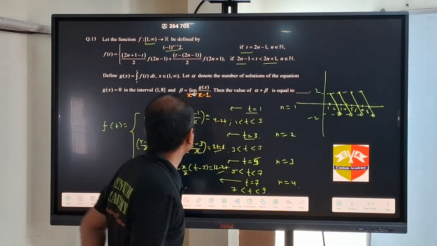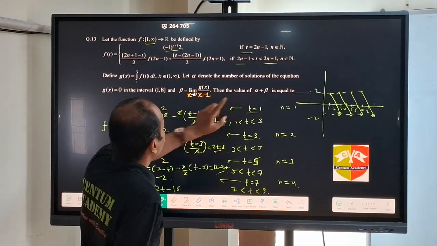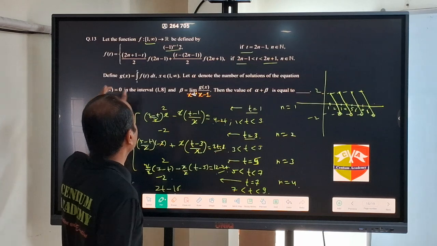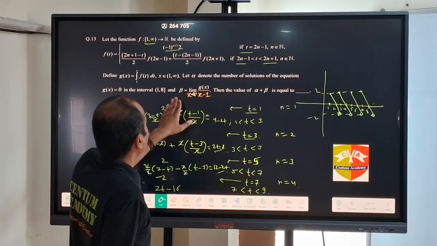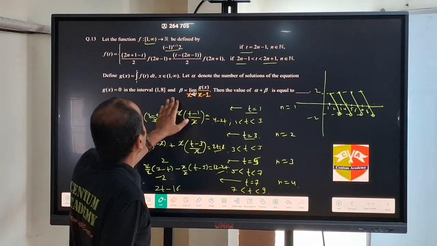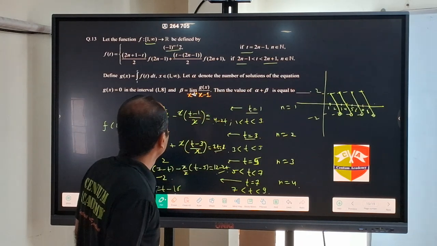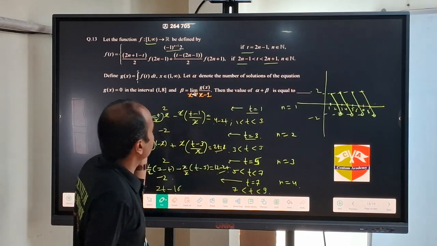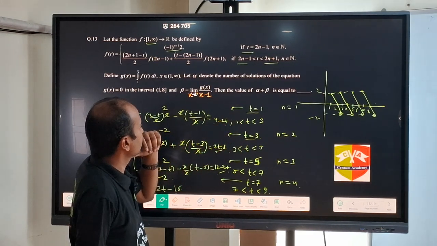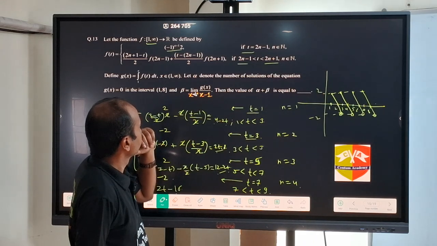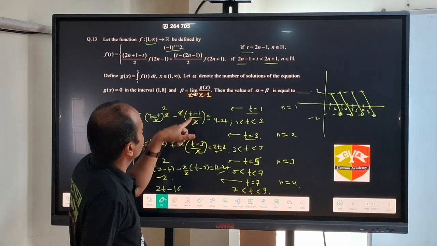Now, what is the question? The question is, g of x is the integral of f of x, x belongs to open 1 to infinity. Let alpha denote the number of solutions of the equation g of x equals 0 in the interval open 1 to close 8. And then we have to calculate beta, equal to the limit as x tends to 1 plus of g of x divided by x minus 1. What is the value of the limit in just the right neighborhood of 1, just towards the right of 1? It is 2. Does g of x tend to 0?